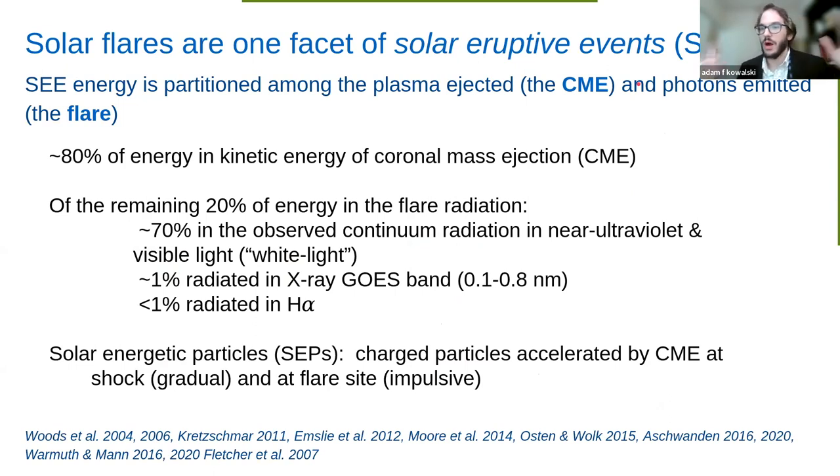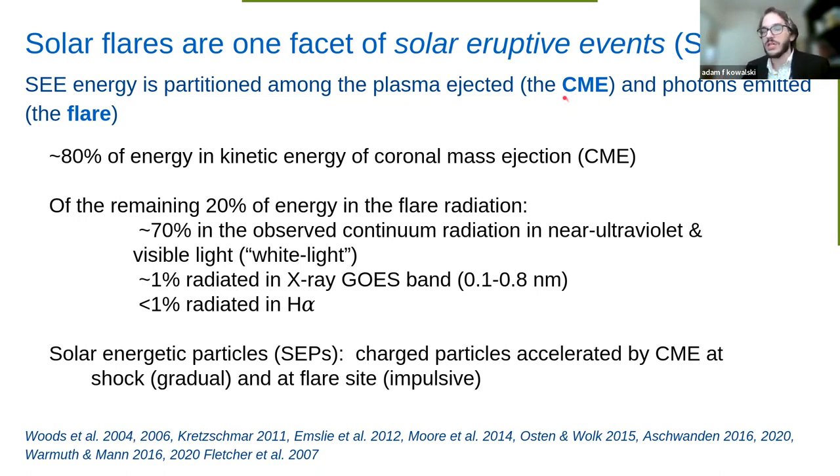Flares are just one part of a larger event called the solar eruptive event, or SEE. The SEE is composed also of mass and magnetic field that's ejected from the flare area, and this is the coronal mass ejection. And in fact, most of the energy is in the kinetic energy of the coronal mass ejection. Of the remaining 20% in the flare, most of the flare energy is in the near ultraviolet and continuum radiation.